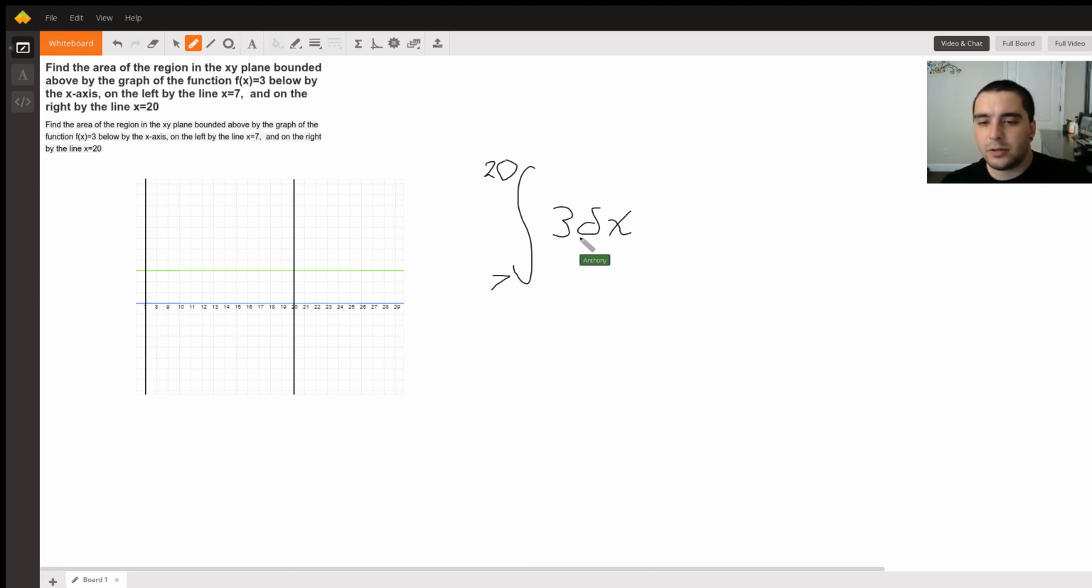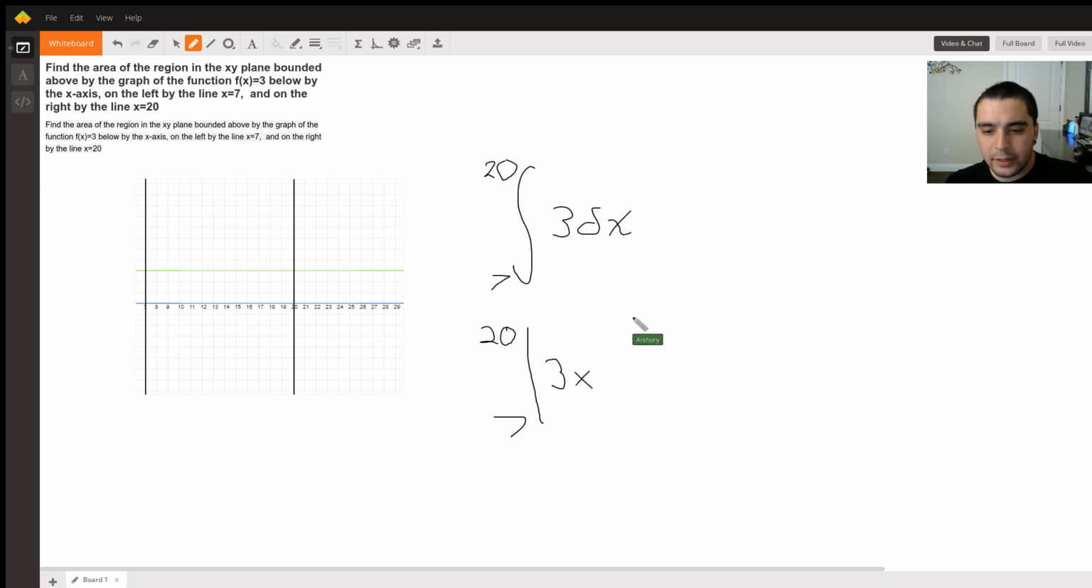When we take this integral, remember it's the reverse power rule. There's no variable here, so it's an x to the 0, so we can make it an x to the 1. Then we make sure we add a constant, but there's no constant in this case because we're just doing the area underneath, with no offset of some sort. So this is going to be taken from 20 to 7, and it's just 3x.